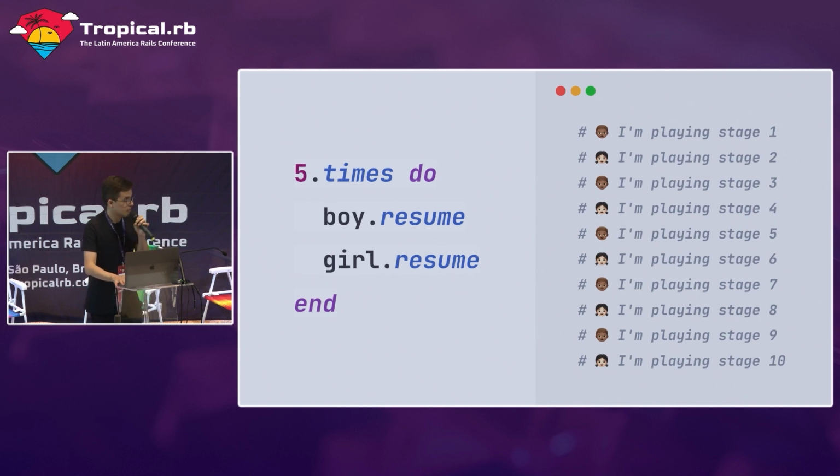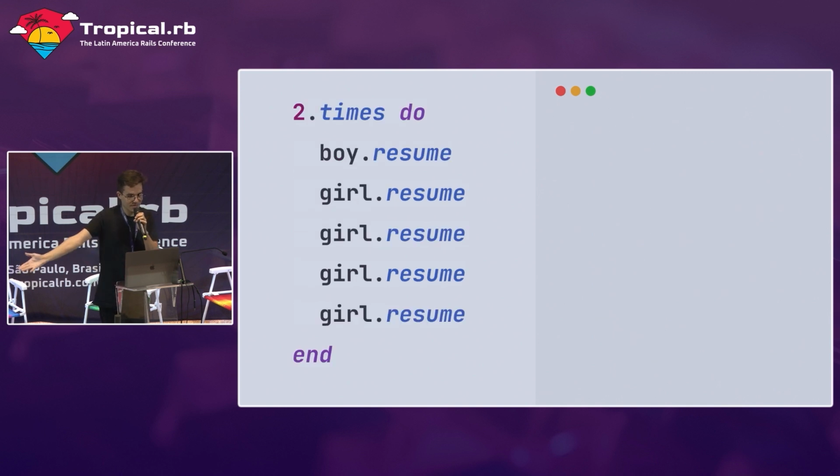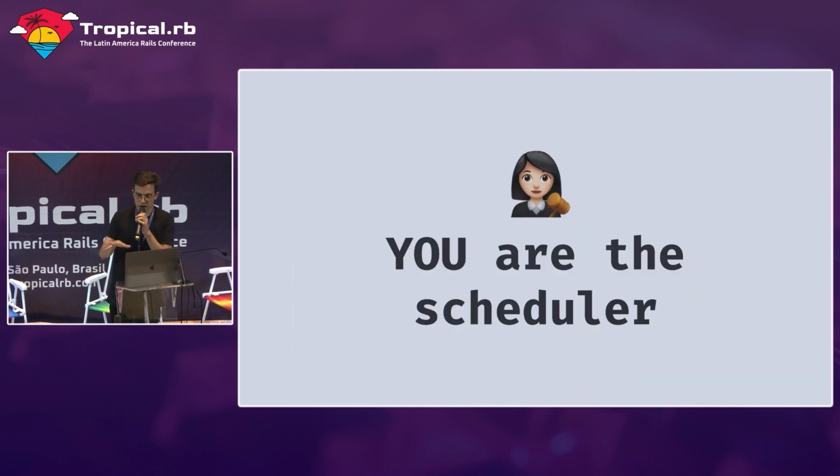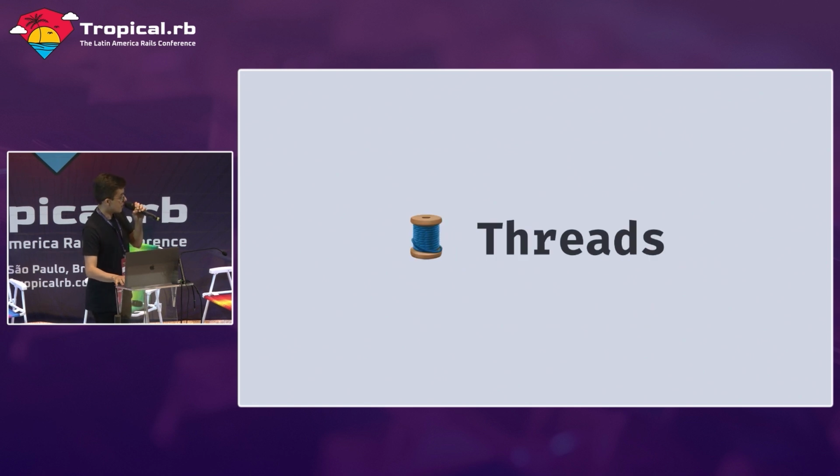So, for example, if you like one of the kids more than the other, you can make it play more than the other, and fibers will get you to do that. With fibers, you are the scheduler. You get to decide. Let's see threads now.